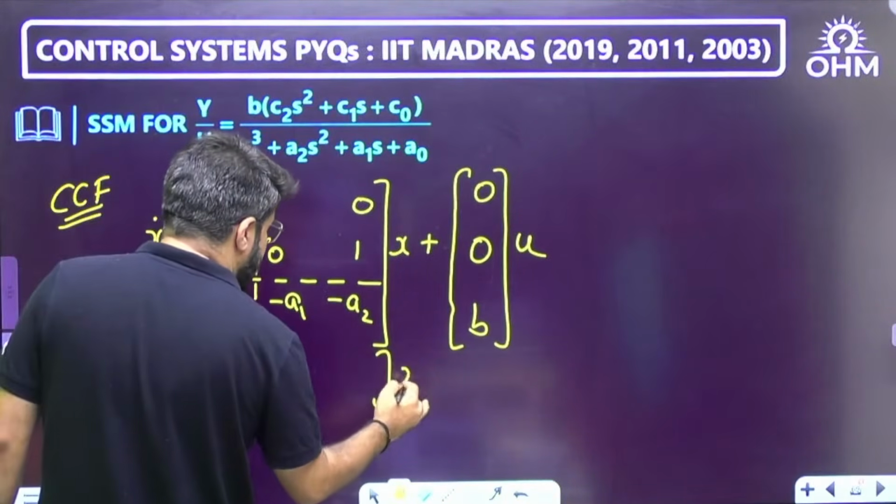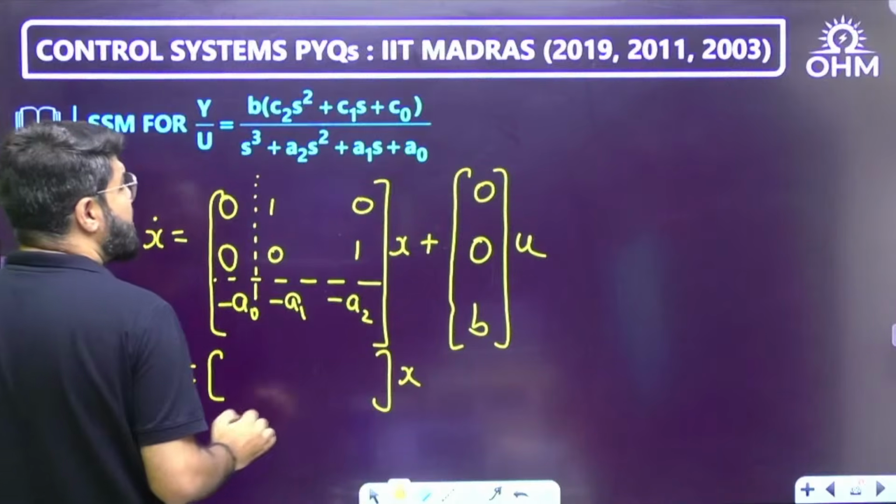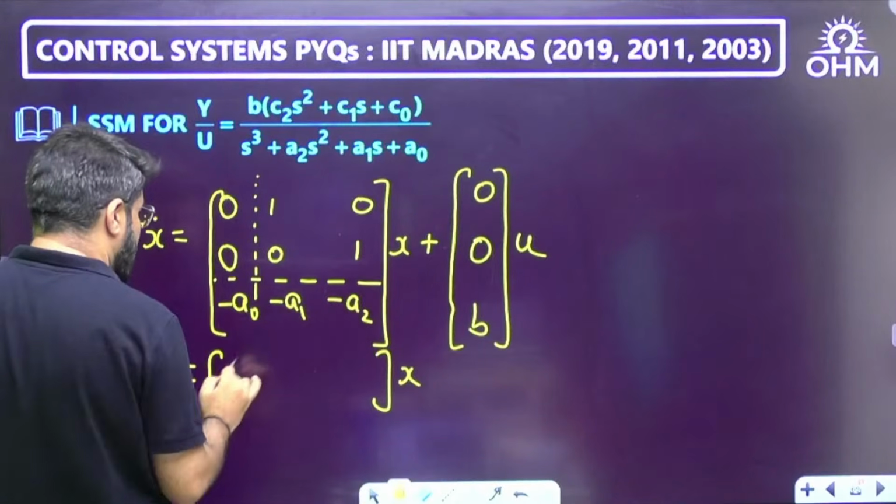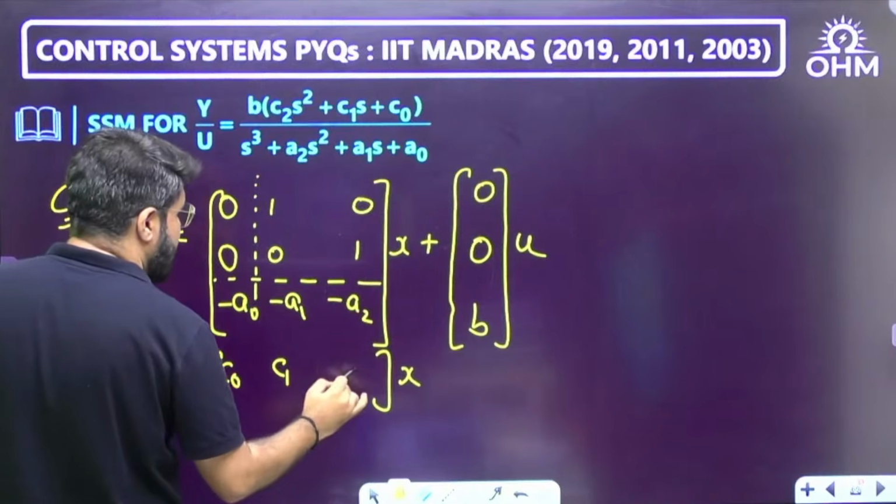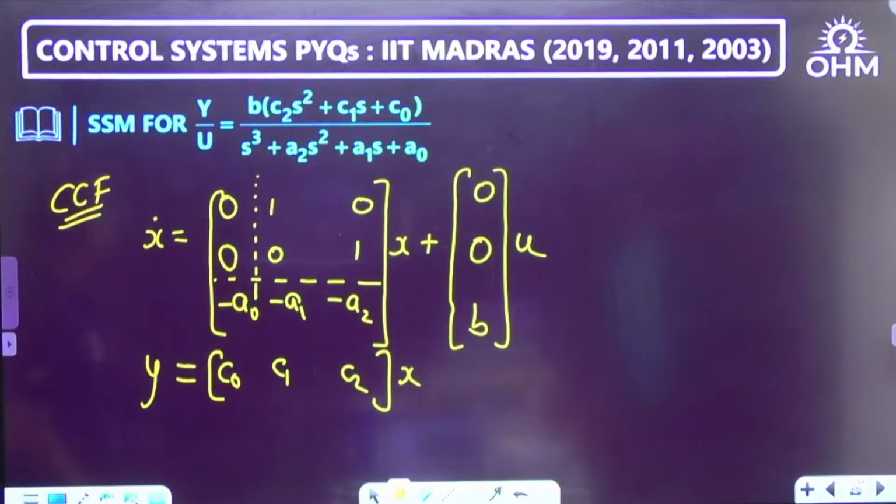Tell me what will be Cx you will write. What is the Cx you will write? You will start from the constant of the numerator. Okay, C naught, then C1, then C2. Okay, and with same sign. Okay.